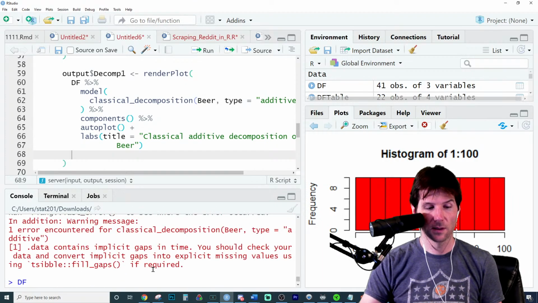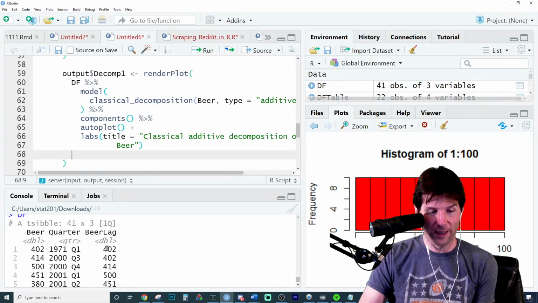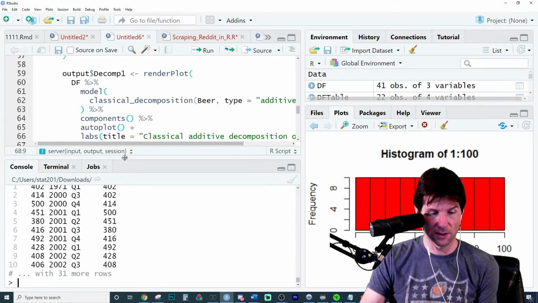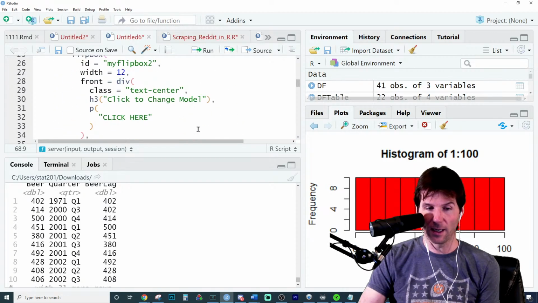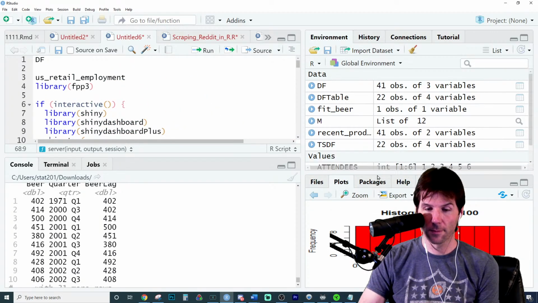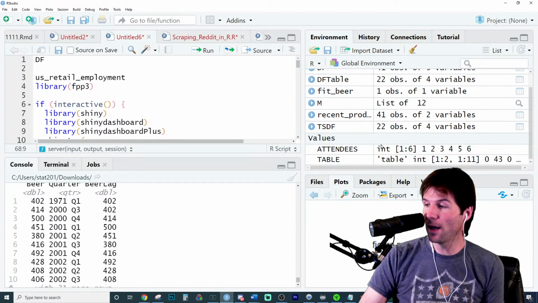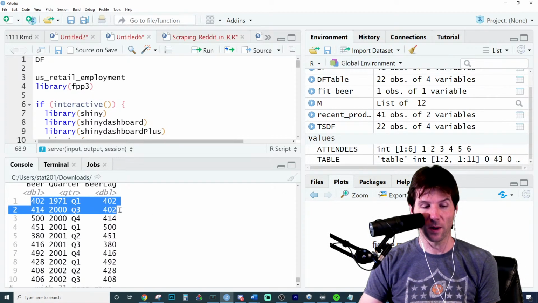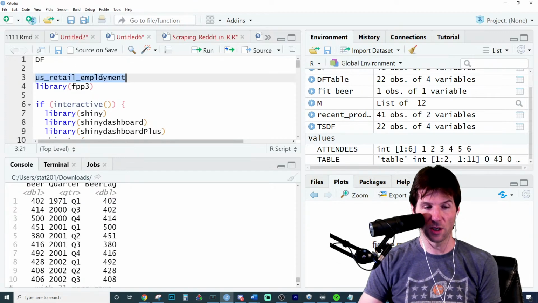You know what I think it is? Is it the beer lag? Oh my god. Whoa, whoa, whoa. What's going on with this? Look at this. 1971. Oh my gosh, what have we done? That data has huge gaps. Yeah, it's not the NA, it's the huge gap right here. Look at that. There's a huge gap and I have no idea why. Maybe it was when we recoded that data point, it somehow created a huge gap.